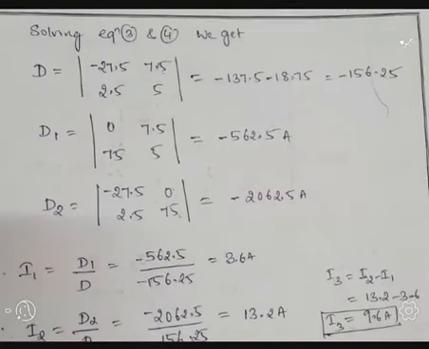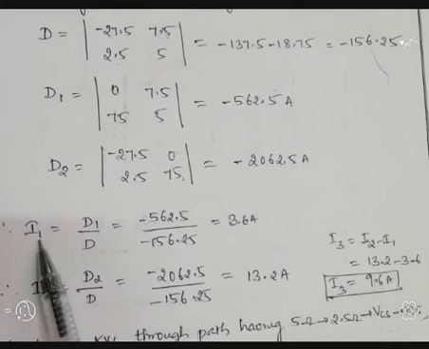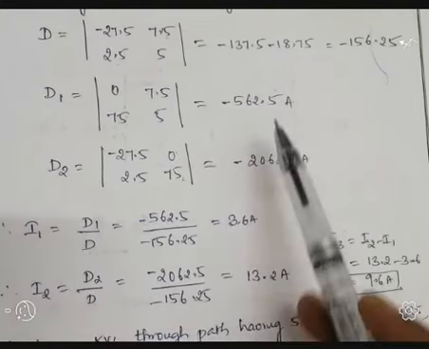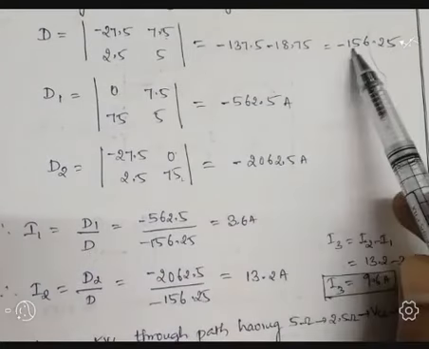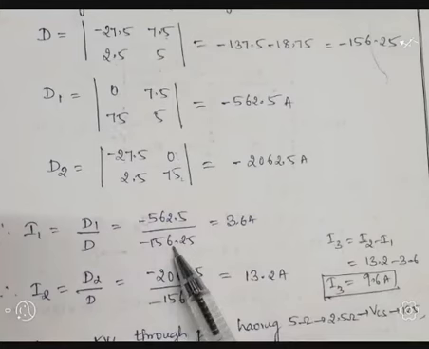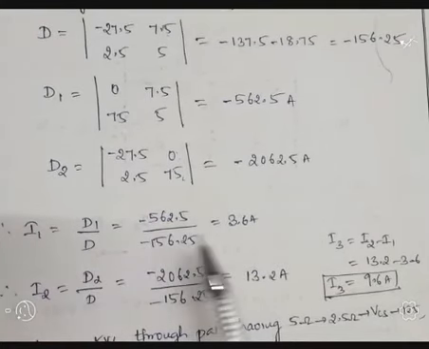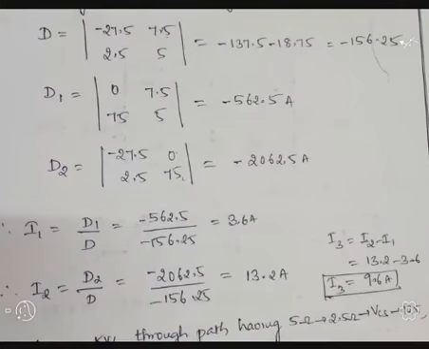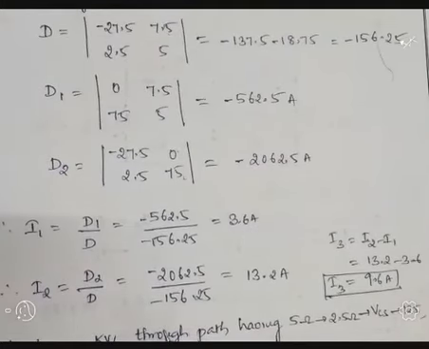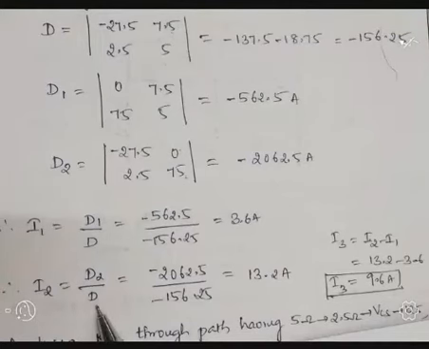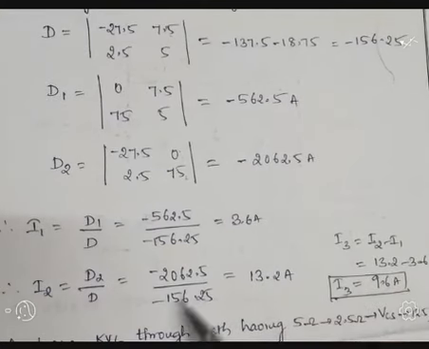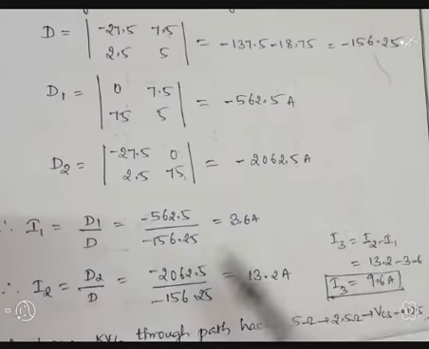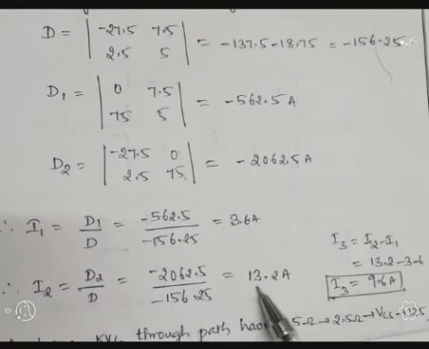Next is substitution of the values in the expressions. I1 equals D1 by D. D1 is minus 562.5, divided by D, the D value is minus 156.25. Do the simplification, and the answer for I1 is 3.6 amperes. Similarly, I2 equals D2 by D. So that is minus 2062.5 amperes divided by D, which is minus 156.25. Do the simplification and the answer is 13.2 amperes.